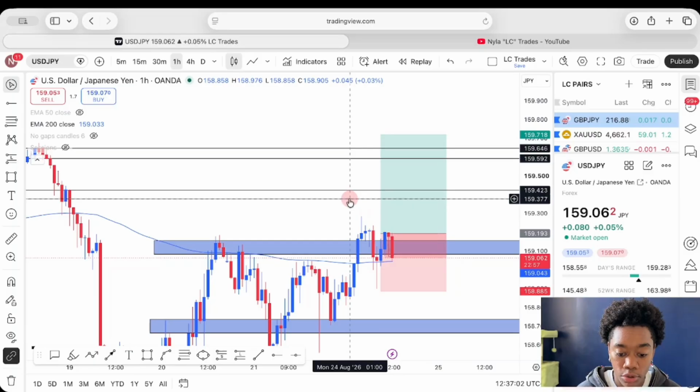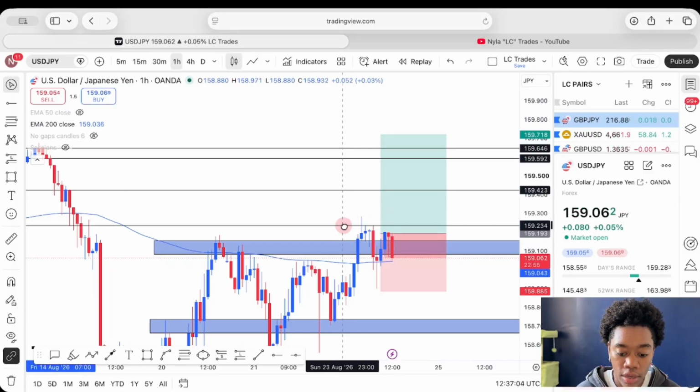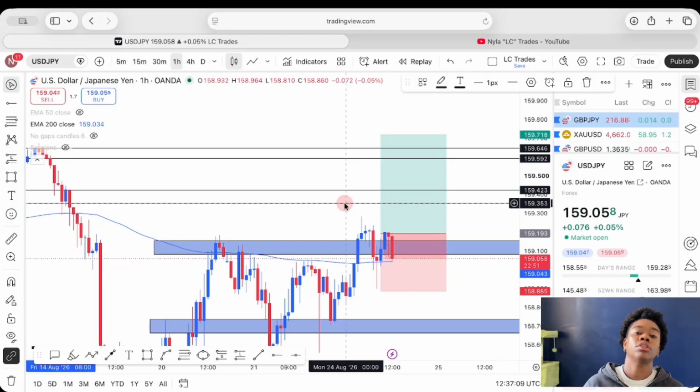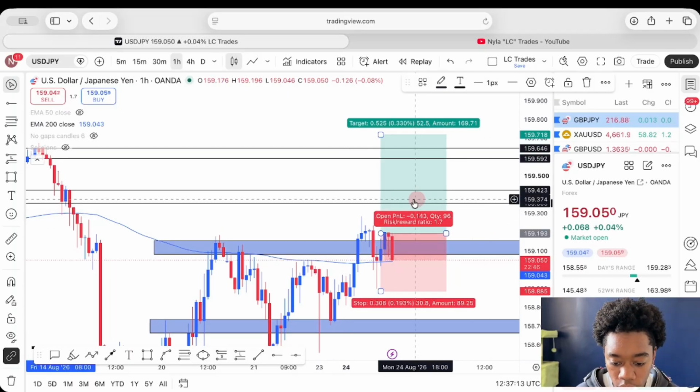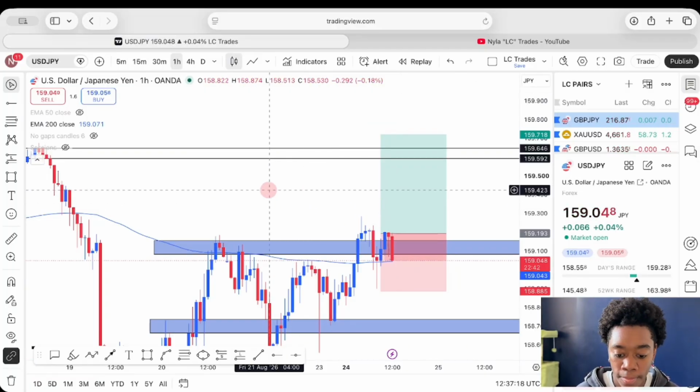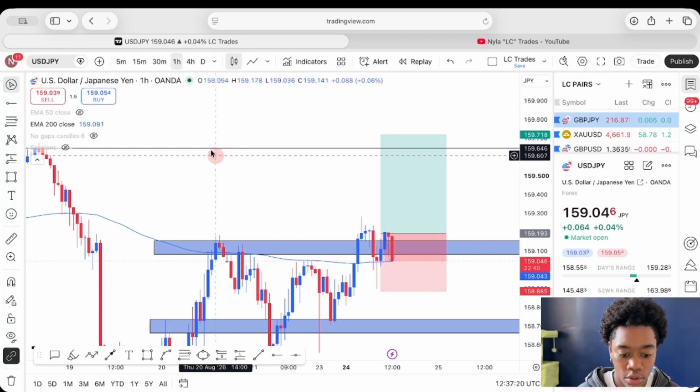Now, trailing your stop loss is simply going up and up and up with your stop loss so that you mitigate any type of loss or try to get some type of profit, if that makes sense. You want to gain profit here, okay? The market hates you. The market does not want you to win. So you have to force yourself to win, okay?